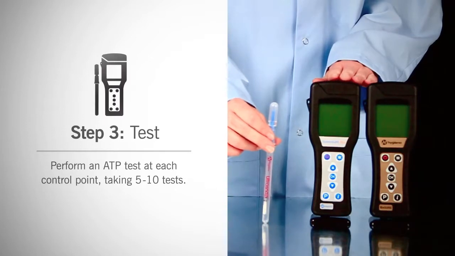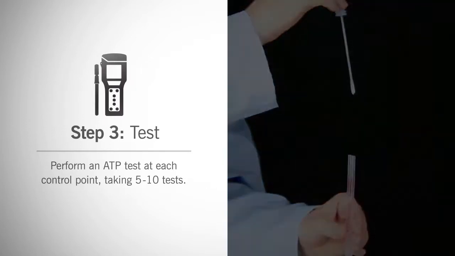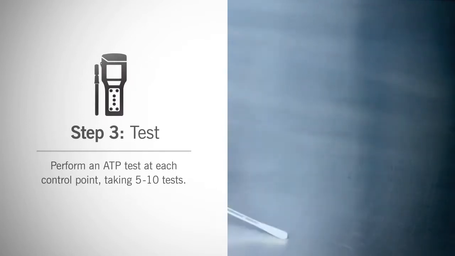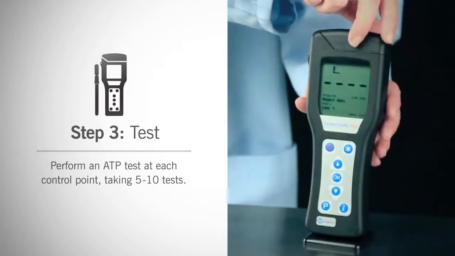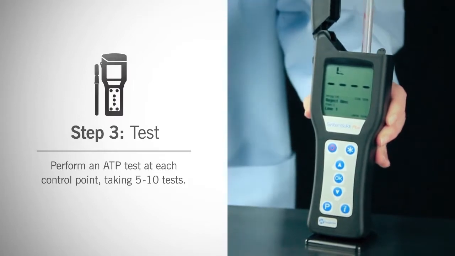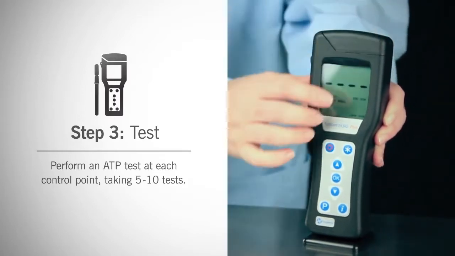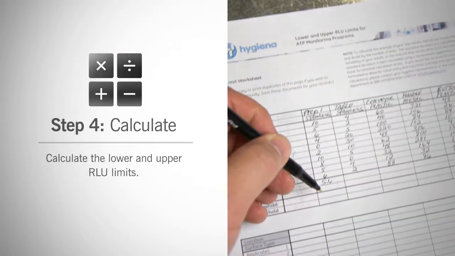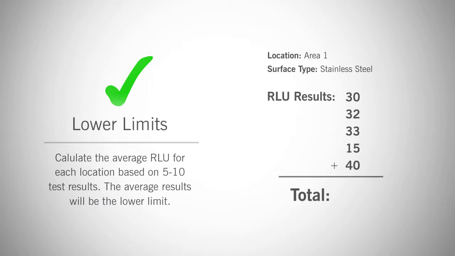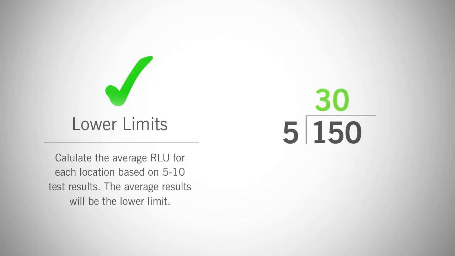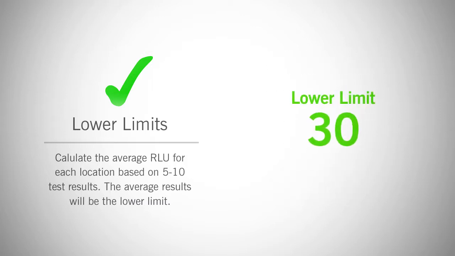Step 3. Perform an ATP test at each control point, taking 5 to 10 replicate tests. You can either perform tests over several days, or, for control points with large surface area, perform multiple tests from different spots at that location. Step 4. Calculate the lower and upper RLU limits. To calculate the lower RLU limit, take the average RLU for each location based on the 5 to 10 test results. The average result will be the lower RLU limit.